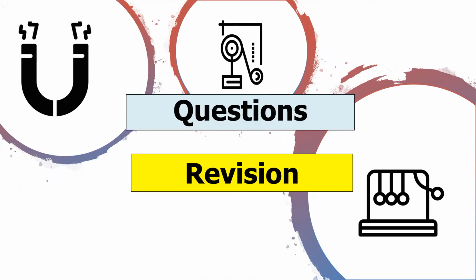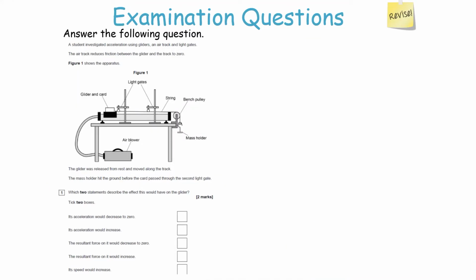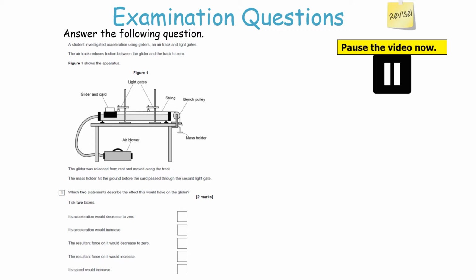So let's have a look at some questions, including our first topic, which is forces. A student investigating acceleration uses gliders and air track and light gates. The air track reduces friction between the glider and the track to zero. Figure 1 shows the apparatus. The glider was released from rest and moved along the track. The mass holder hit the ground before the card passed through the second gate. Which two statements describe the effect this would have on the glider? Pause the video now, then unpause the video when you want to go through your answers.